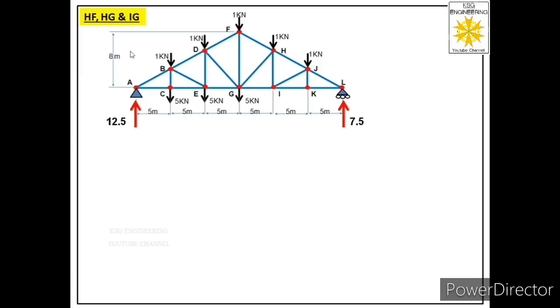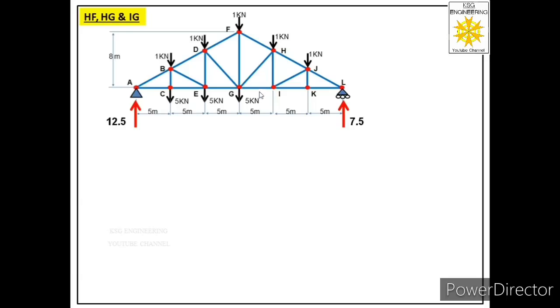Now in the next step we have to find forces in these three members of the truss: HF, HG and IG. So let us see where are these three forces in this truss. HF member is over here. This is HG member and this is member IG. It means we have to find forces in these three members of the truss.